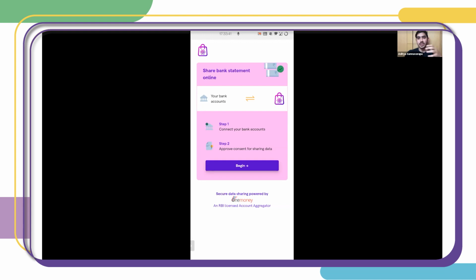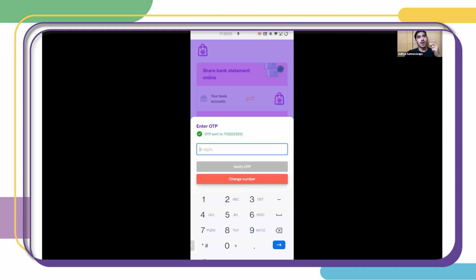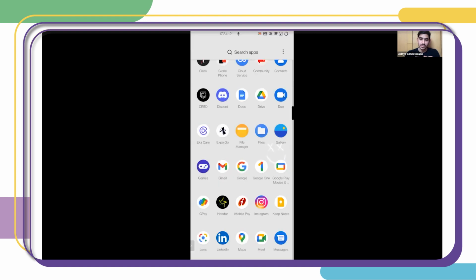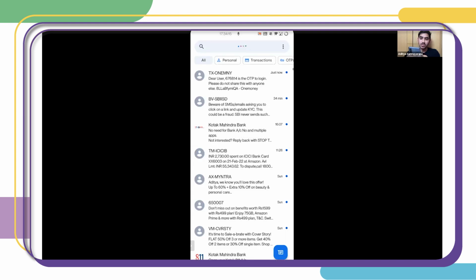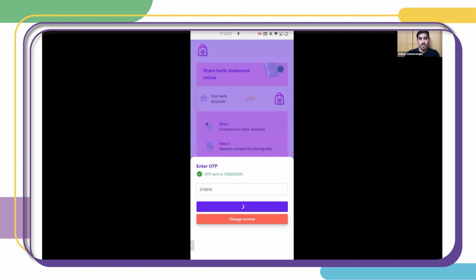So what the account aggregator, which is Setu's AA, does is open up the screen of the consent manager, which I as an end user can interact with. The consent manager is an application that provides me, as an end user, the ability to give consent to the request that the FIU just made. So, okay, let me just see the OTP that just came in, 676814. And I just verify the OTP.